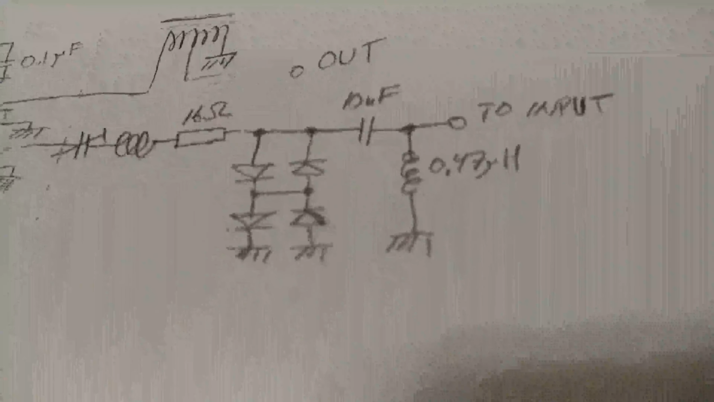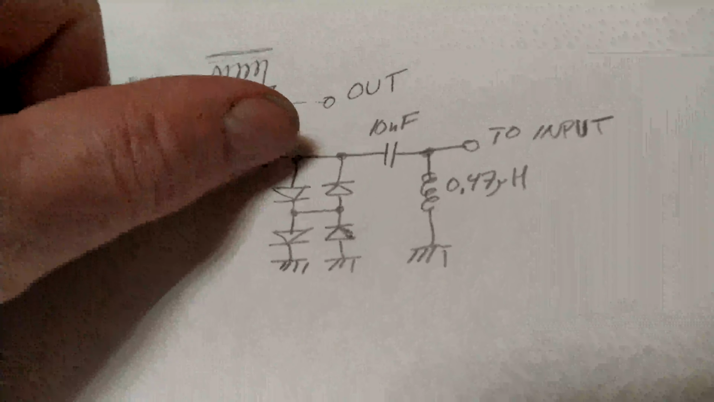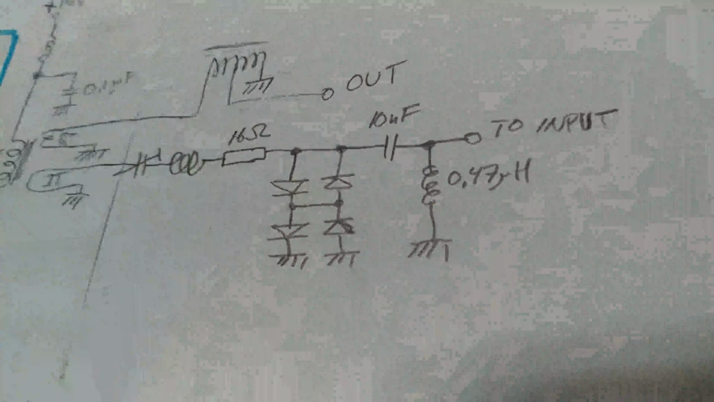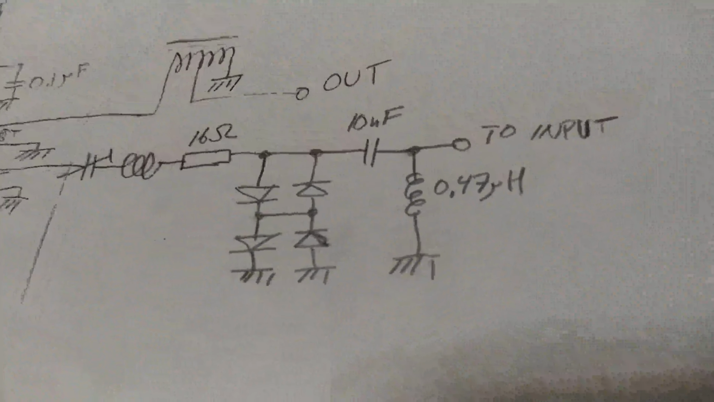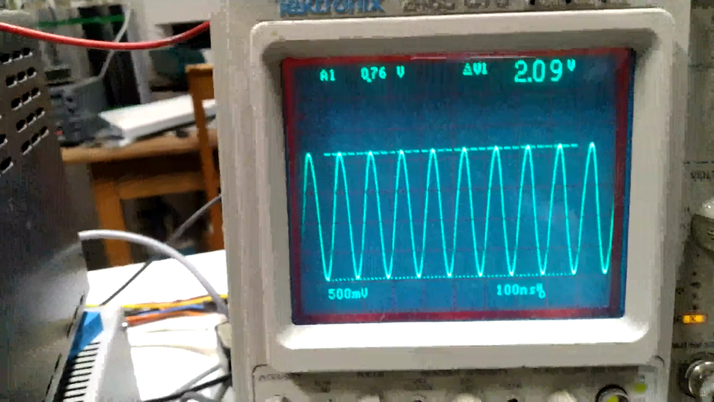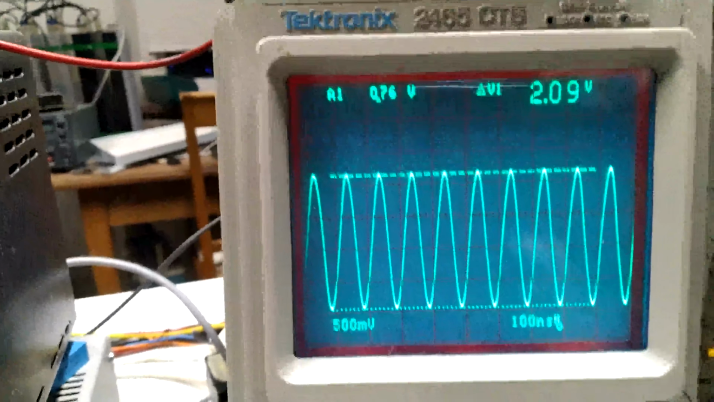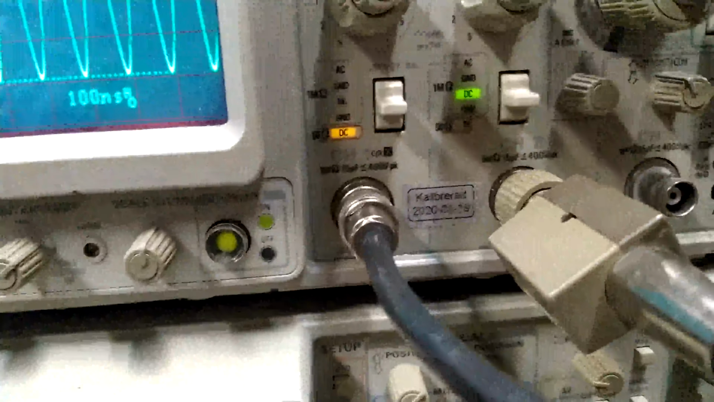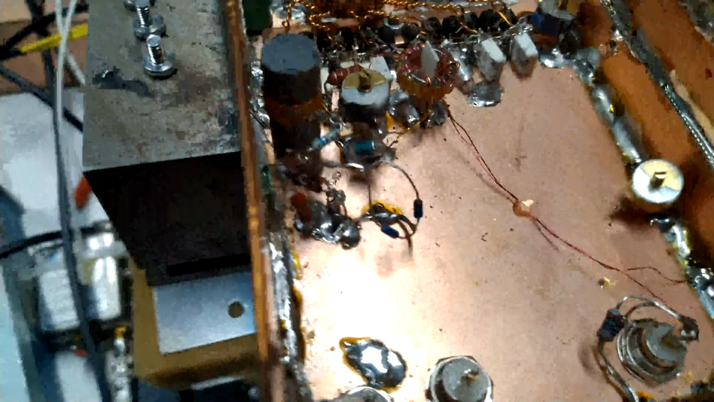One of the modifications I made was to put 2 crossed Schottky diodes from here to ground. That reduces the signal level that goes to the input and limits the power of the oscillator. The output level has been 2 volts peak to peak. That's 10 milliwatts into 50 ohms. There is this 50 ohm input. And here is what the unit looks like.